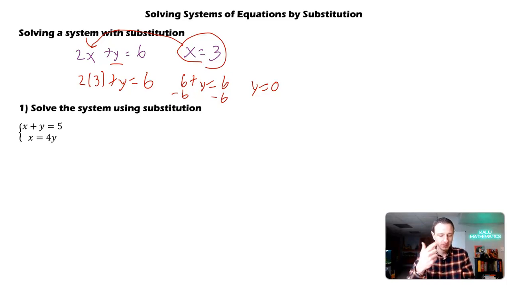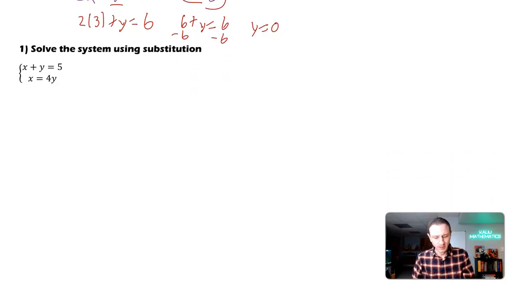You're replacing x or y with some value, or in this case, we're going to be replacing it with expressions or different types of scenarios. So let's take a look at the first one, solving with substitution. We have the equation x plus y equals 5 and x equals 4y.